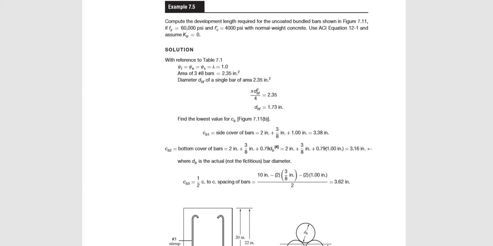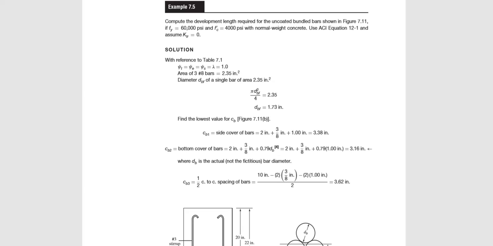In this video, I will explain the example problem in your book, because this example is a little different from other conventional examples. It is for a bundled bar. The problem is example 7.5. It is telling us to compute the development length required for the uncoated bundled bar shown in the figure.